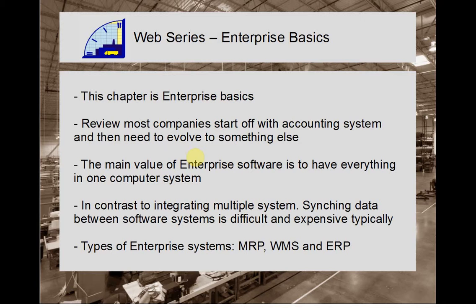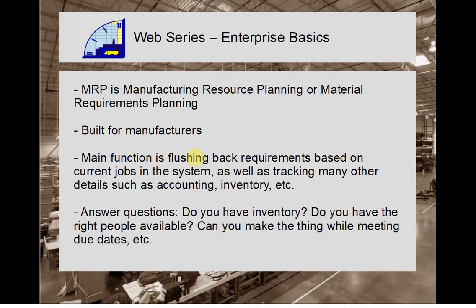Today we're going to be getting into three main types of enterprise software: MRP, WMS, ERP. MRP stands for Manufacturing Resource Planning, or material requirements planning. It's built for manufacturers. I kind of classify a manufacturer as someone who starts off with a raw good or raw goods, puts them through some type of process, and comes up with a new good.